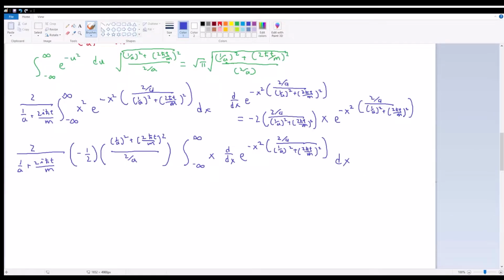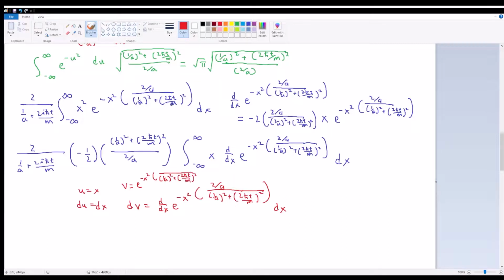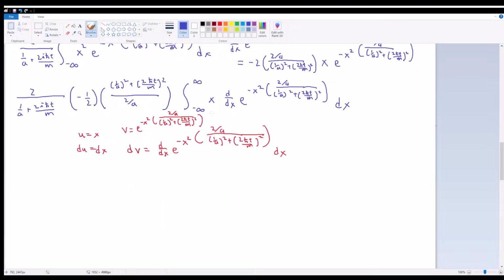So then we use u sub. So u is equal to x, du is equal to dx, dv is equal to d by dx of e to the negative x squared times 2 over a over 1 over a squared plus 2h bar t over m squared. Writing is getting messier as I lose my patience for this. V is then equal to e to the negative x squared times 1 over a squared plus 2h bar t over m squared over 2 over a at the top. And then we switch this around and we do this whole thing again.